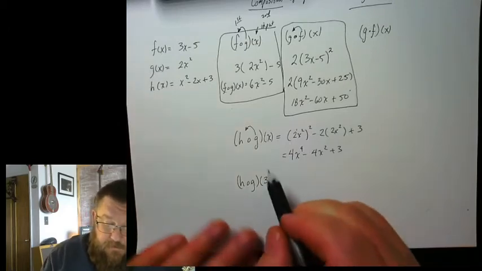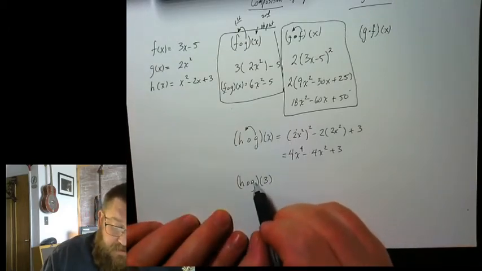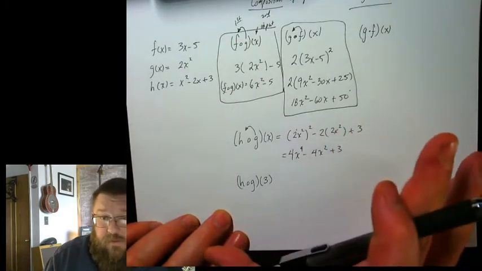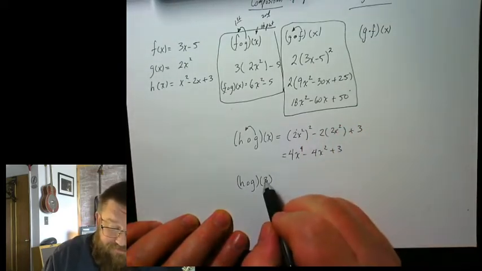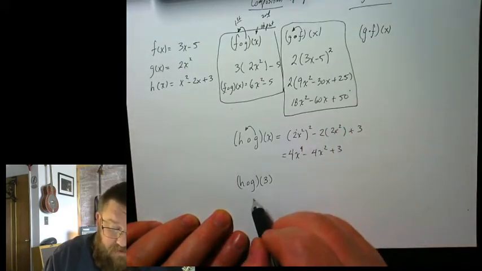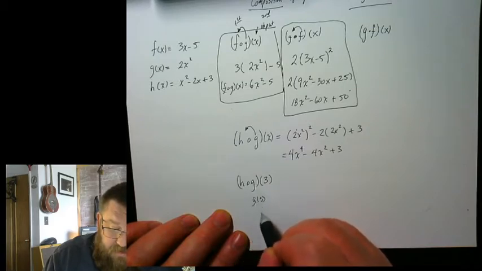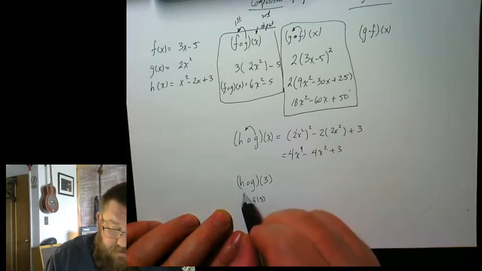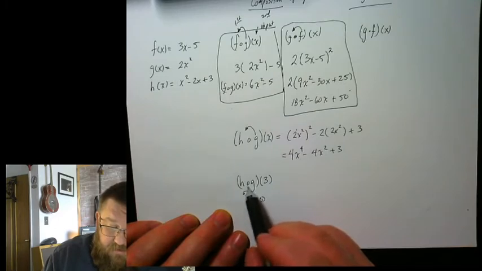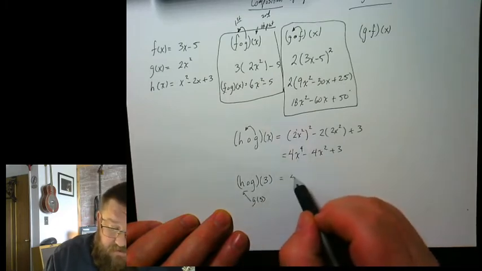So, here's what this means. This means, here's the best way to go about this. What you would do is you'd normally plug in g of 3, and then take whatever that is and plug it into h. But since we already know what this equals, we could just plug in 3 here. It doesn't really matter.